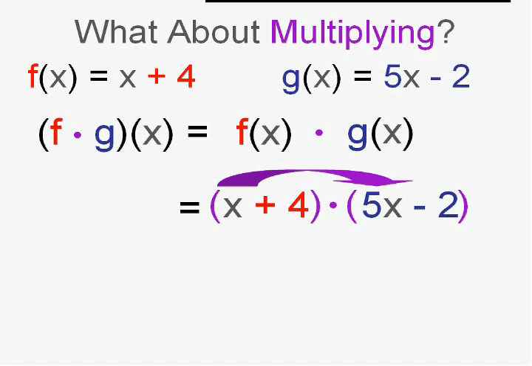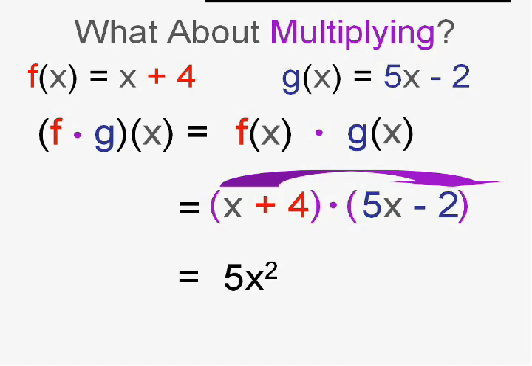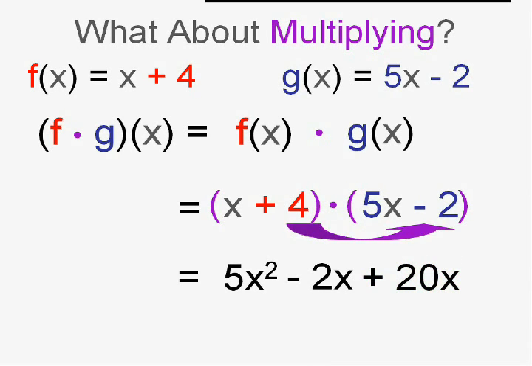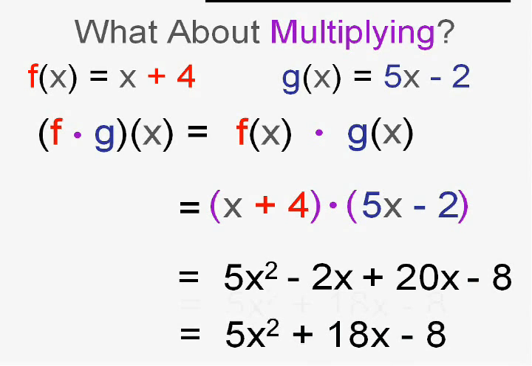x times 5x is 5x squared. x times negative 2 is negative 2x. This is like FOIL, isn't it? 4 times 5x is 20x, and 4 times negative 2 is negative 8. And we may want to add like terms here if we can. And the answer is going to be 5x squared plus 18x minus 8.